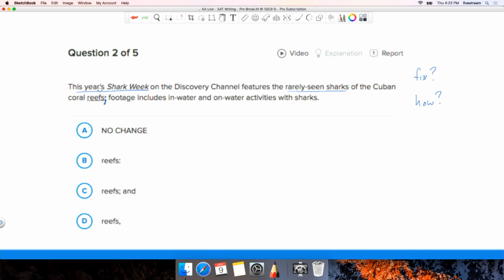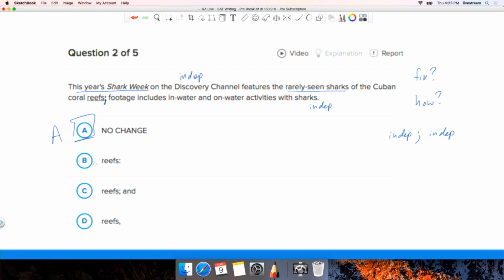So we have this year's Shark Week, and this first clause is an independent clause. And then footage includes in-water and on-water activities with sharks. That one is another independent clause. And we have this semicolon there. And so I think that actually works quite well. I have a semicolon to separate two independent clauses, independent clause and independent clause. And so in this case, the answer is going to be A.